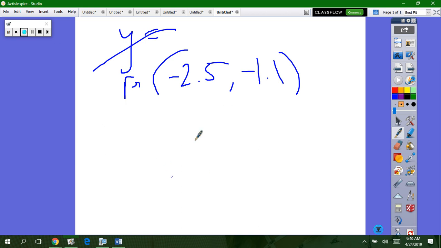Okay. So once again, let's just kind of graph it so we know where we're at. That's down here, isn't it? Where our x is negative 2.5. Our y is negative 1.1. Any questions on how I have those values?